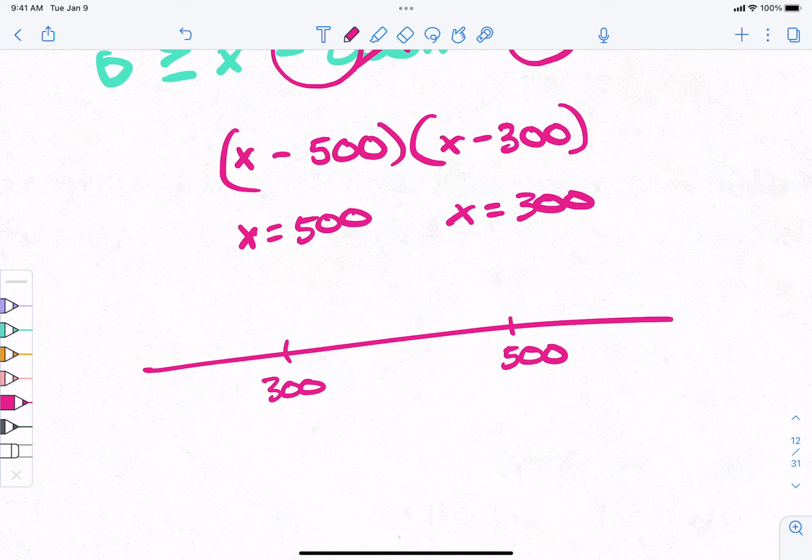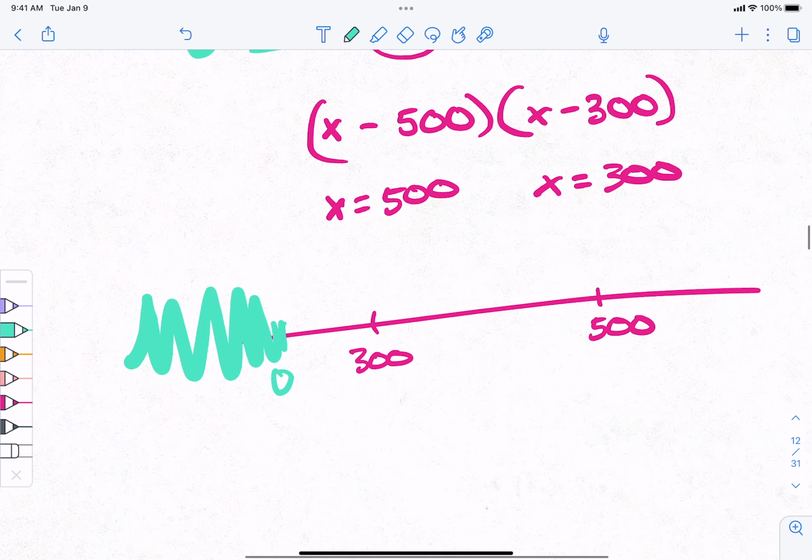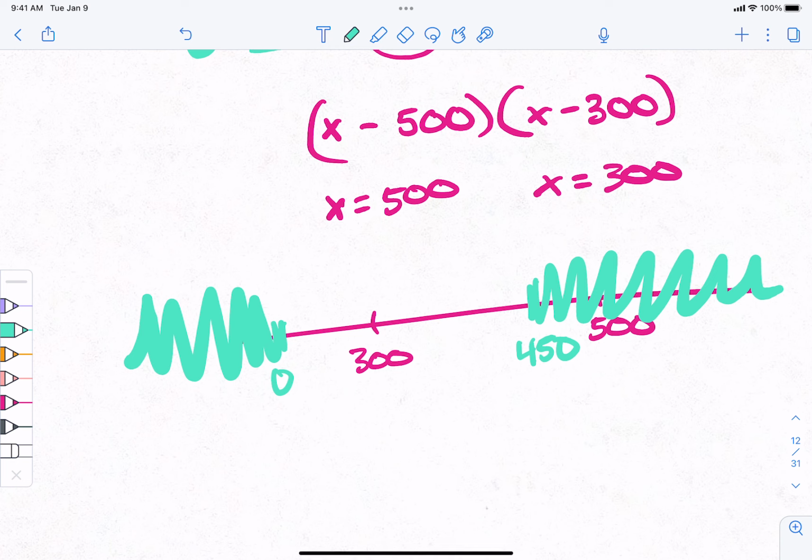Now, let's talk about other constraints that we have. We can't have a negative number of units sold, so we're going to ignore this over here. Also, we can't have greater than 450 on a truck, so I'm going to cut it off at 450 and we're not going to talk about anything beyond that. So how many test intervals do we have to test? Two. We have to test between 0 and 300, and between 300 and 450, right?